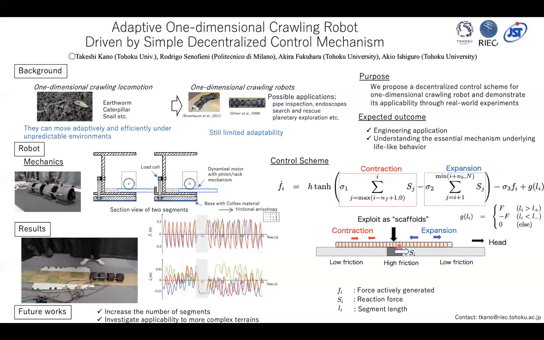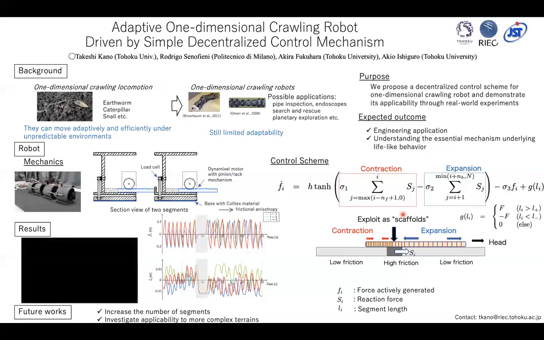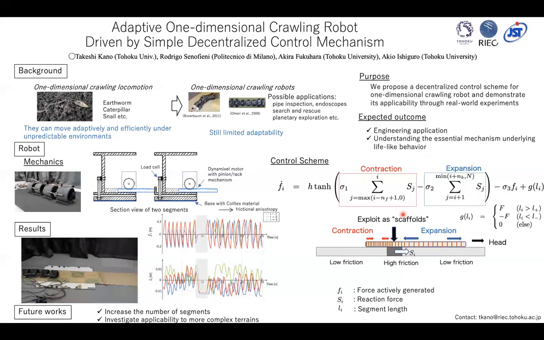Thus, for example, when there is a high friction area as shown in this figure, the robot can exploit this area as scaffolds, like this. Another important point is that the actuation force converges to zero when no reaction force is detected. Accordingly, on a downslope, actuation force is not generated and the robot is expected to slip down without any actuation.